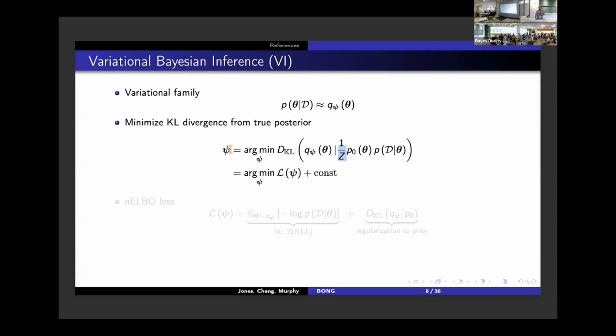So the optimal VI posterior is given by minimizing this VI loss, which is the negative ELBO, right? And the negative ELBO decomposes into two terms. If you just rearrange this KL expression here, it decomposes into a sum of expected negative log likelihood, which is a fit term, and regularization to the prior, KL divergence from the prior. So that's what VI does, and this decomposition is going to be important too.